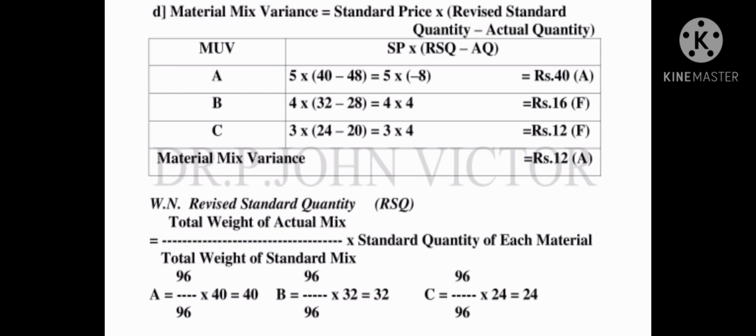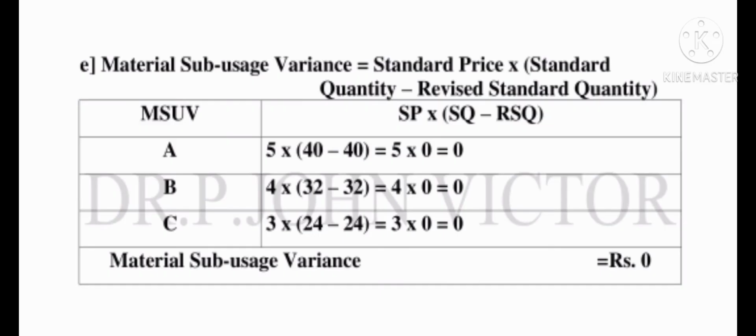Are you clear? Do you have any doubt in this particular part, material mix variance? Okay, then let me proceed to the next one. The other formula is material sub-usage variance. The formula is standard price into standard quantity minus revised standard quantity. The short form in the table is MSUV. SP is standard price, SQ standard quantity, minus RSQ, revised standard quantity.